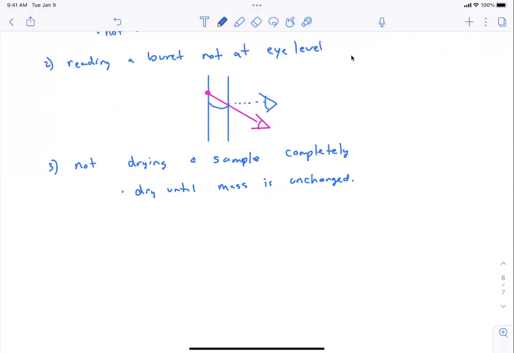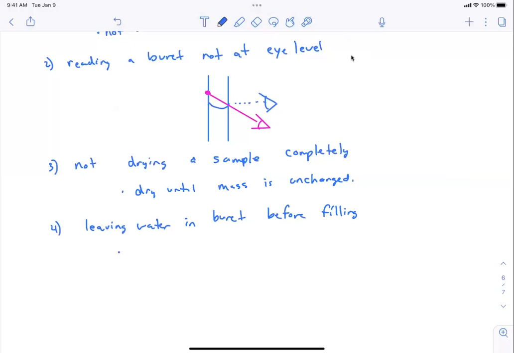Nice. Or even four, this is the last example we'll do here, unless I think of another one that's major. But it's like leaving water in the burette before filling. Okay. What happens if you leave excess water in the burette before you fill it with an acid or a base? How does that affect it, Alexandra?